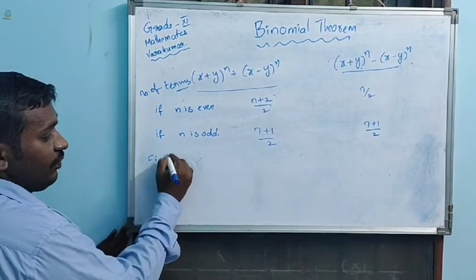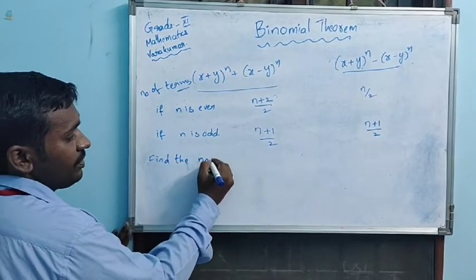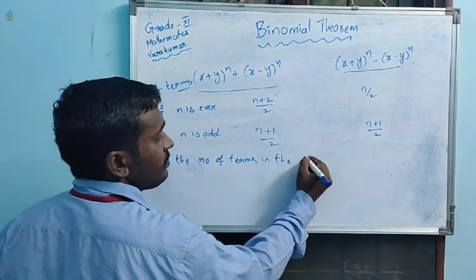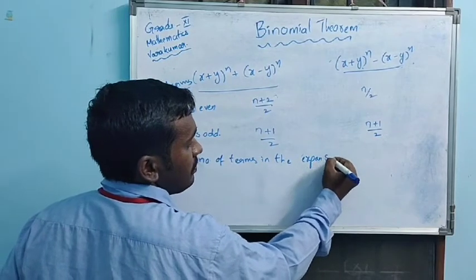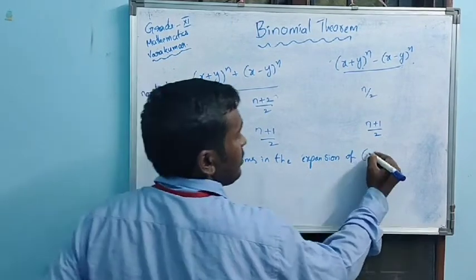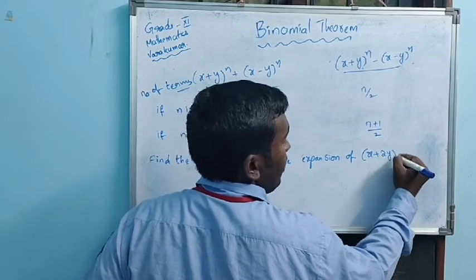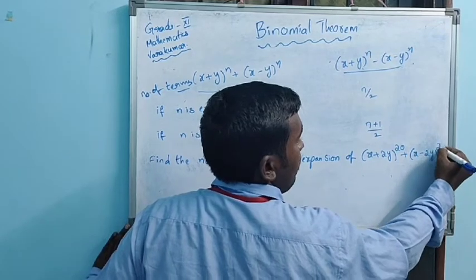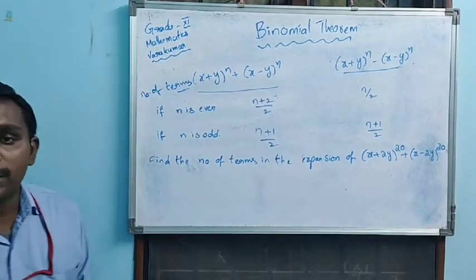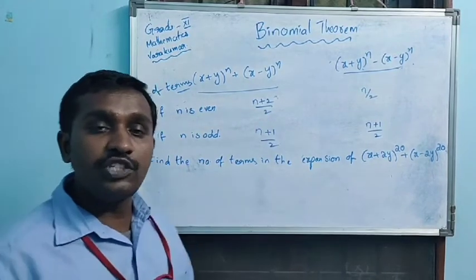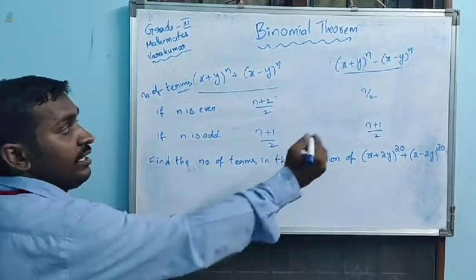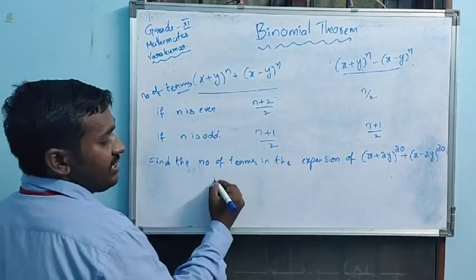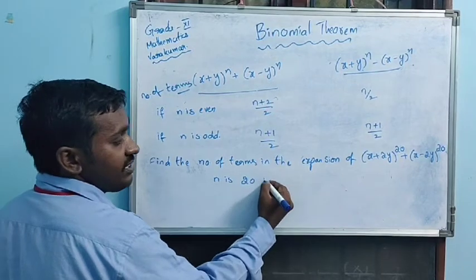The question is, find the number of terms in the expansion of (x plus 2y) whole power 20 plus (x minus 2y) whole power 20. Here it resembles the same thing, and n value is 20, which is even.